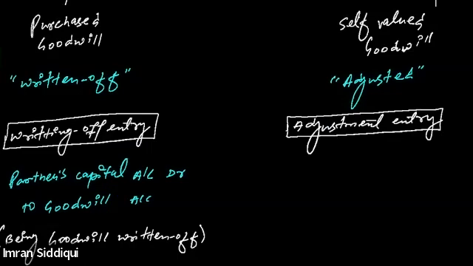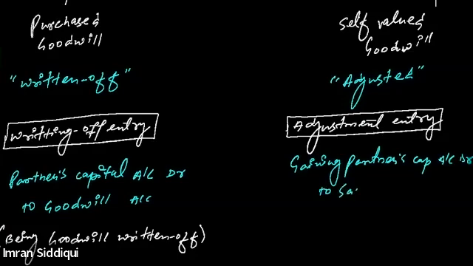And the adjustment entry for this will be, as we did the adjustment entry previously in case of general reserve, we will do the same journal entry in this case as well. We will debit the gaining partners' capital account. Whenever we need to do the adjustment entry, we do the same journal entry every time at every place. Gaining partners capital account debit to sacrificing partners capital account. Always remember that.